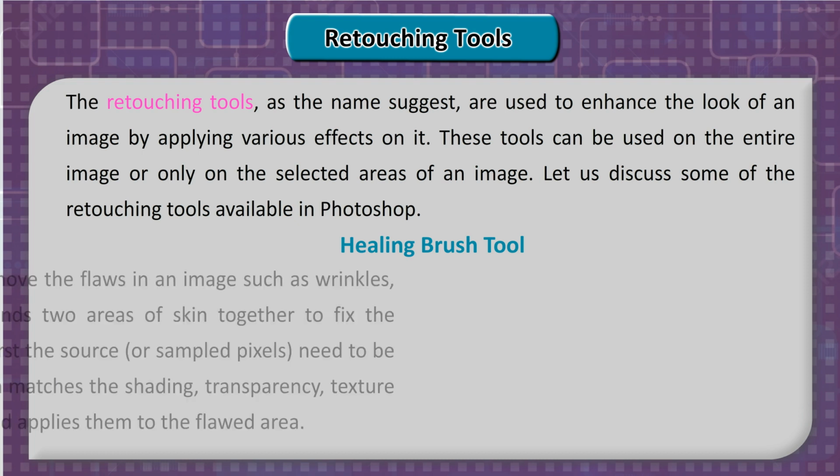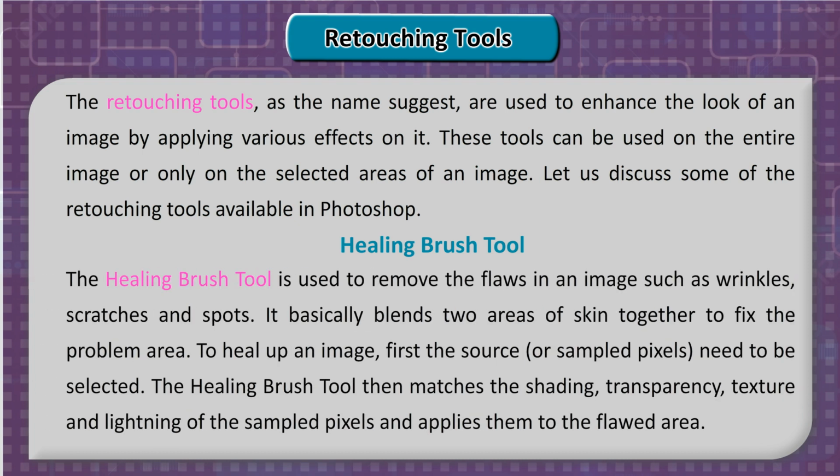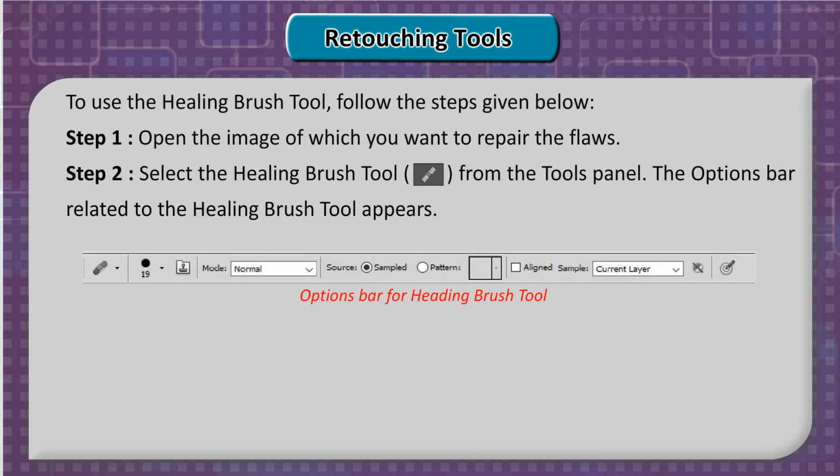Healing brush tool. The healing brush tool is used to remove the flaws in an image such as wrinkles, scratches and spots. It basically blends two areas of skin together to fix the problem area. To heal up an image, first the source, or sampled pixels, need to be selected. The healing brush tool then matches the shading, transparency, texture and lightening of the sampled pixels and applies them to the flawed area. To use the healing brush tool, follow the steps given below.